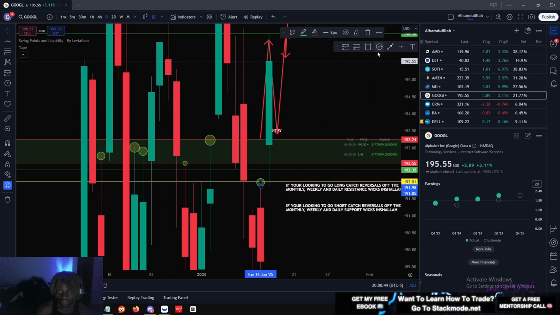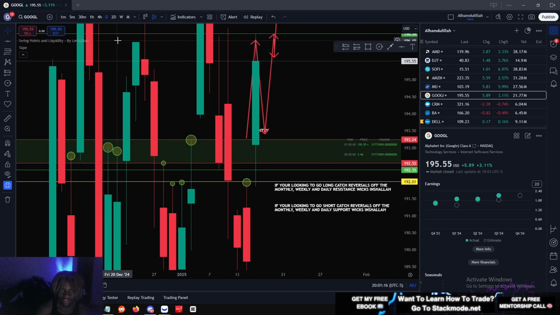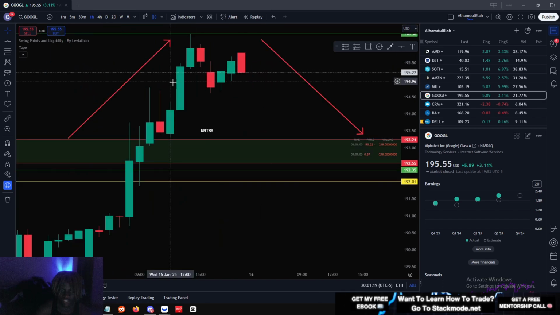1, 2, 3, and then stop loss like below here. Yeah. So in this instance, your stop loss is just going to be above or below your entry. So you can just make it easy like that.